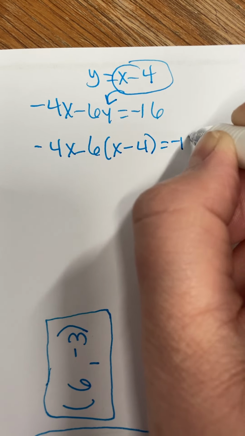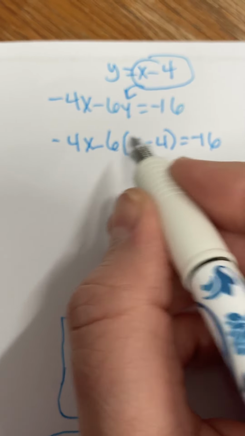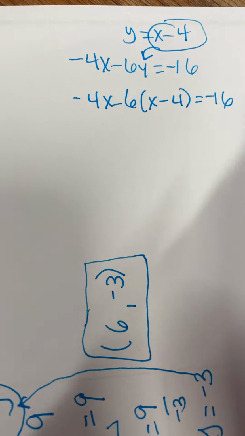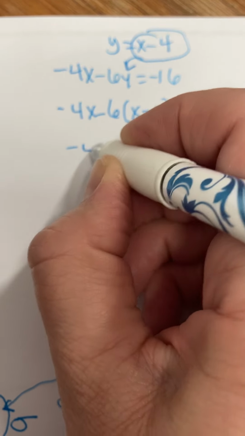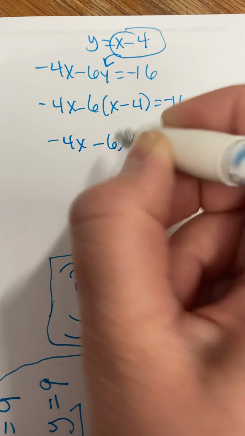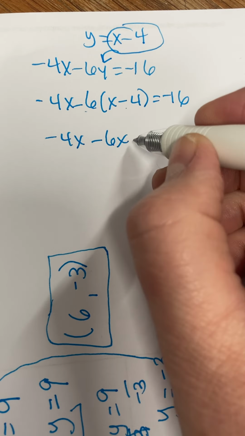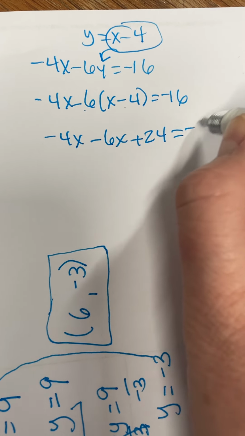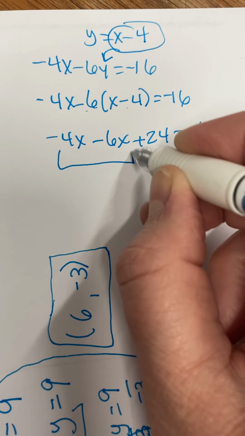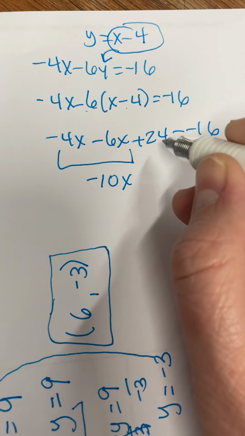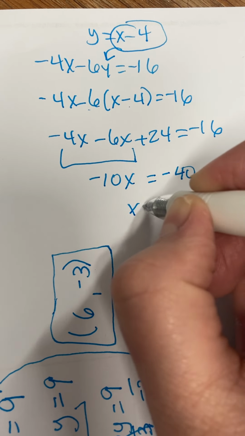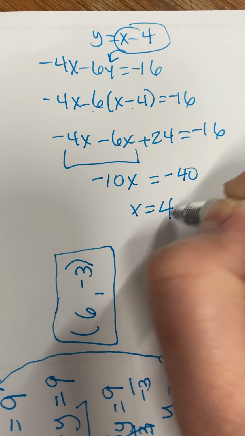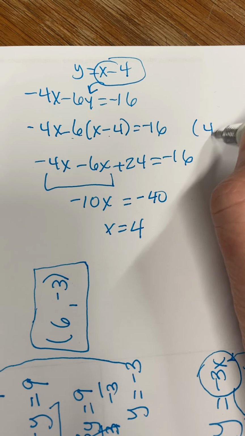So you plugged it in. We're going to distribute this negative 6. Now you have to be very careful. Give it 2 seconds. You're going to distribute your negative 6 across. Remember, 2 negatives make a positive. Combining your like terms here, you get negative 10x. I'm going to subtract my 24 over. Divide both sides by a negative, and a negative divided by a negative is positive, so there's your x.